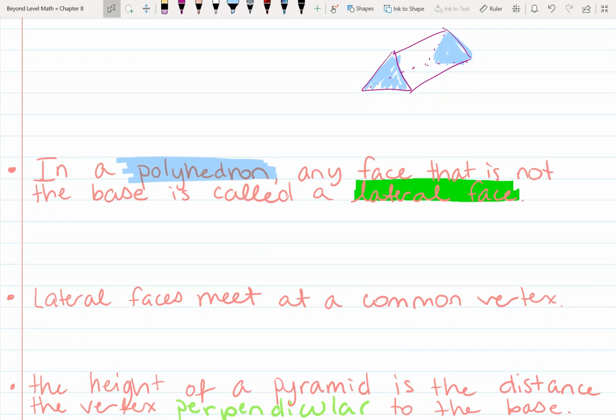The lateral faces in our case, today we're talking about, let me redraw this. Oh, that's not good, but that's okay. This would be the base. The rectangles that are meeting up at the common vertex, those are the lateral faces. The lateral faces meet at the common vertex, which is what I just highlighted at the top.